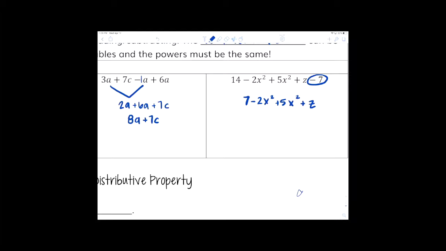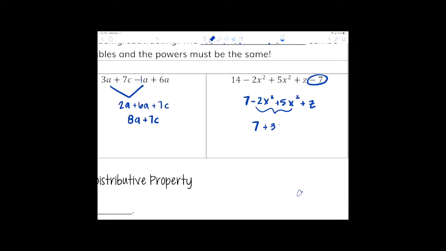Okay. Is there something else I can combine here? Yep, I can combine these two middle terms right here. Is that a 2 or a 7? At the end, that's a z. That's a 0. Okay, so I have 7. Now when I have a negative 2x squared plus 5x squared, what do I get when I combine those together? Not 2x squared.